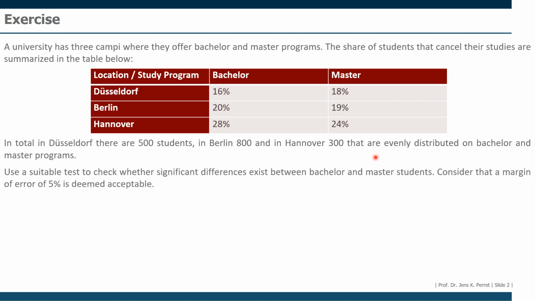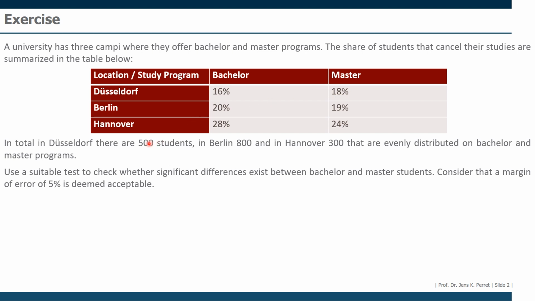Our task now: use a suitable test to check whether significant differences exist between bachelor and master students. Consider that a margin of error of 5% is deemed acceptable. Well, here we're going to compare 2 different samples, the bachelor sample and the master sample. And whenever we want to see whether they show a comparable distribution or have a common joint distribution which they follow, then we're going to use the so-called homogeneity chi-square test.